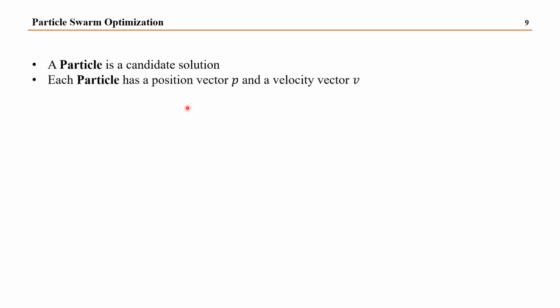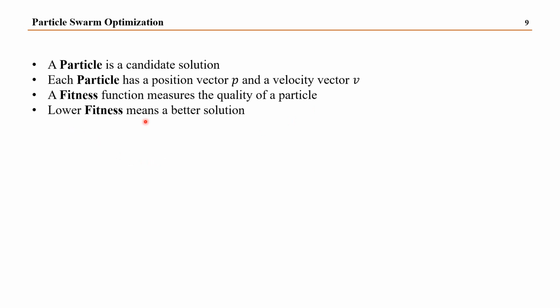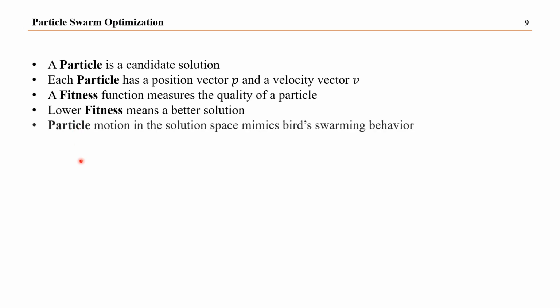So now each particle actually has two characteristics: a position vector that actually encodes the solution to the problem, and a velocity vector with the same dimension as the position vector, but this one just determines how the particle is actually moving at the moment in the solution space. Now we also have something called the fitness function, which measures the quality of a particle, and this tells us how good our solution is. Now the lower fitness actually means a better solution, so that's just probably the standard way of looking at things.